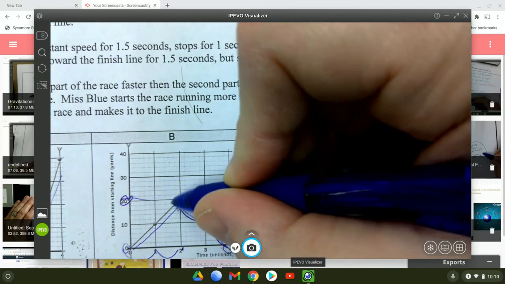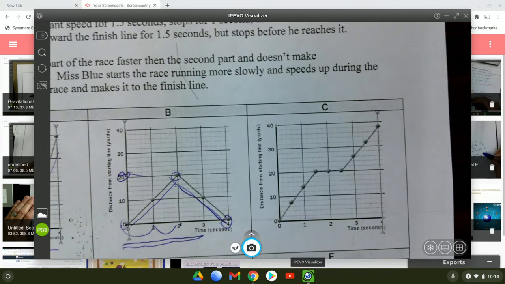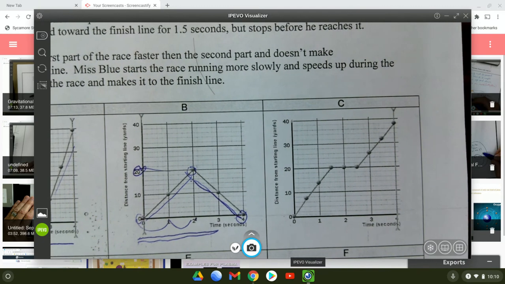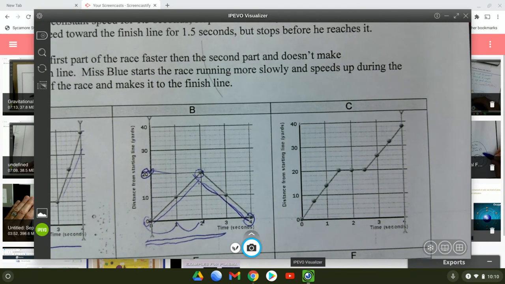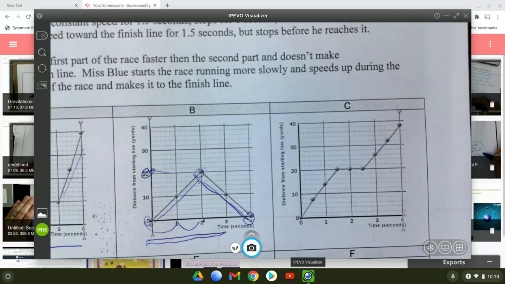So I'm going to ask that you do the rest of this worksheet. We'll go over it together in a few minutes. If you have any questions, please let me know.